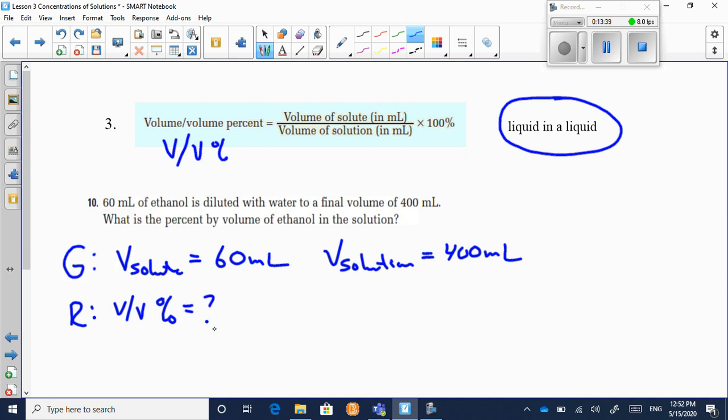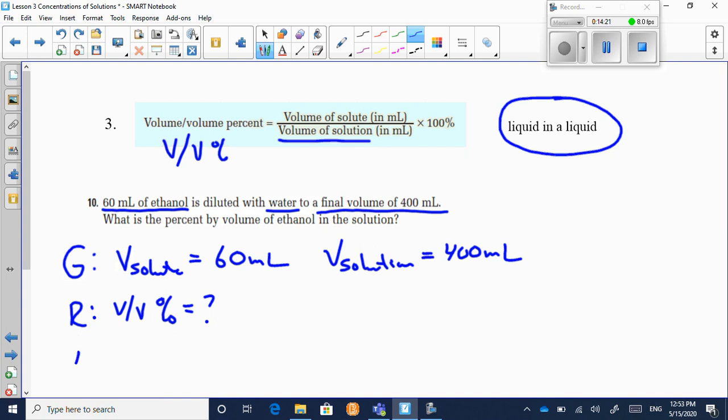One thing I want to mention in this question is sometimes they'll stick a little trick in there, and they'll say, well, 60 milliliters of ethanol is diluted with another, I'll use another number, 320 milliliters of water. Notice that in order to get the volume of the solution, you'd have to add the two together in that situation. In this case, they've given you this final volume, so they've given you the volume of solution. So just remember that in some situations, you may have to add the two together to get the volume of the solution.